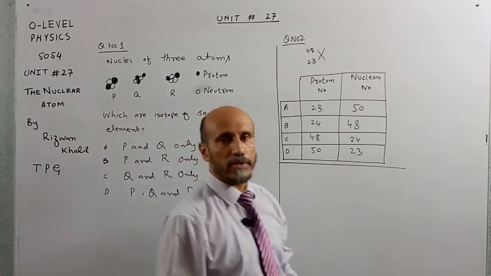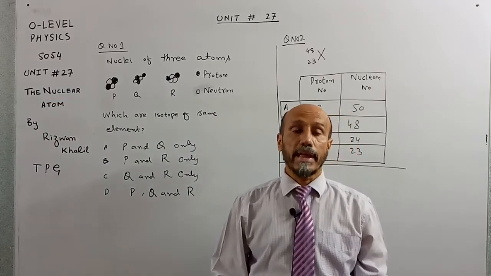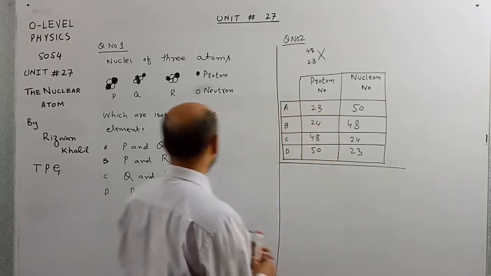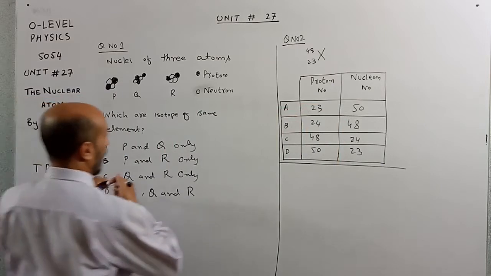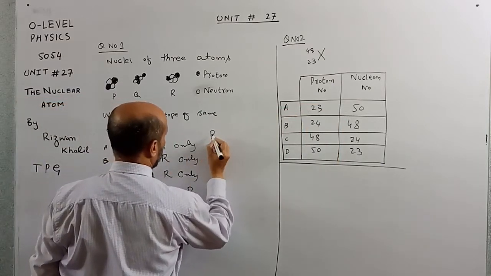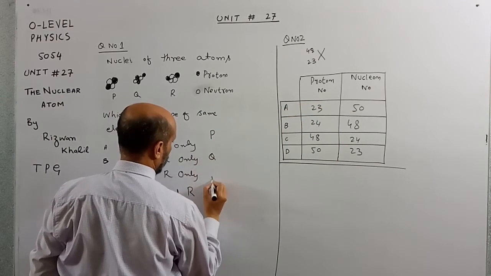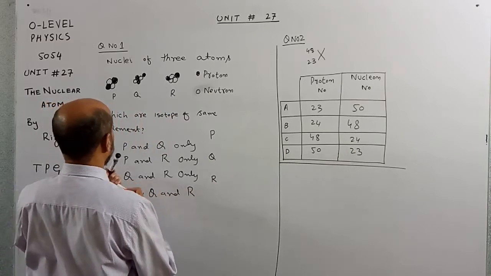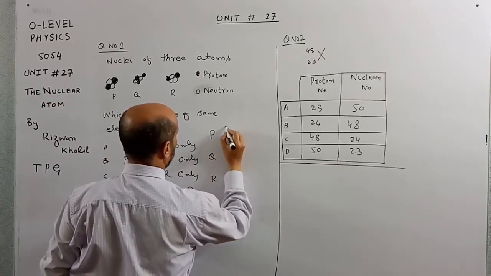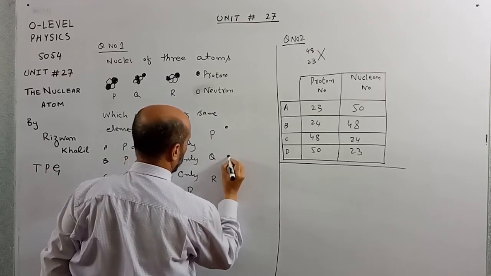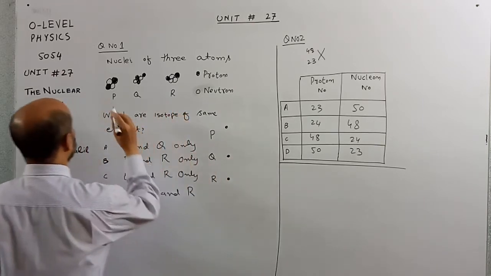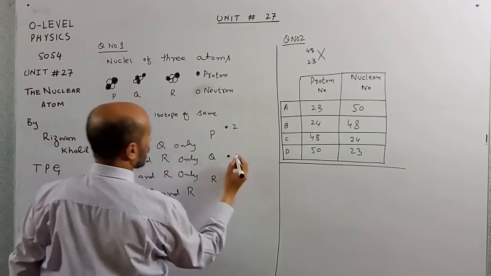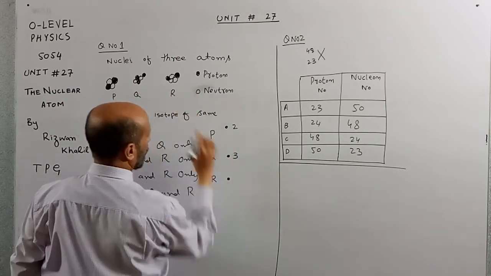Now, what was the definition of isotope? Atoms of an element having same number of protons but different number of neutrons. So, for P, Q, R, number of protons. So how many number of protons are there in P? 2. In Q, 3. In R, 2.